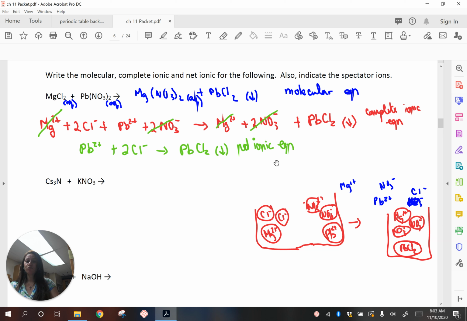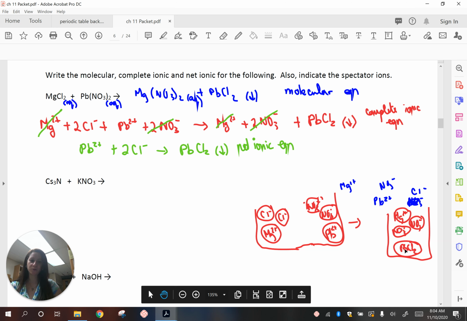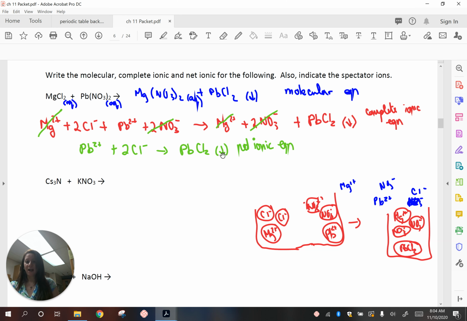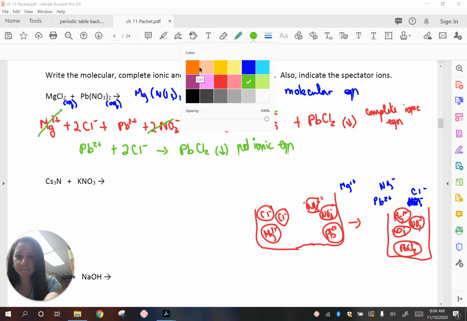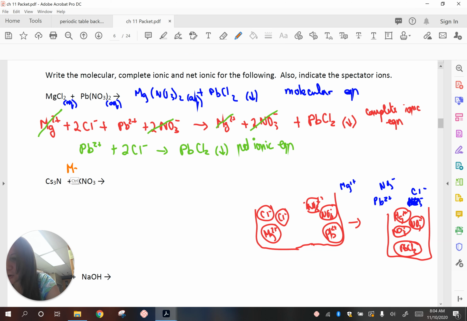So the net ionic equation represents what actually happens in the reaction. So what happens in the reaction is that initially these lead and chloride ions are swimming around in the water. Now, after the reaction, they clump together and they form a precipitate right here. So this is the actual reaction that happened. What you crossed out here, the nitrates and the magnesium, these are called spectator ions. So Mg2 plus and NO3 minuses are spectator ions.